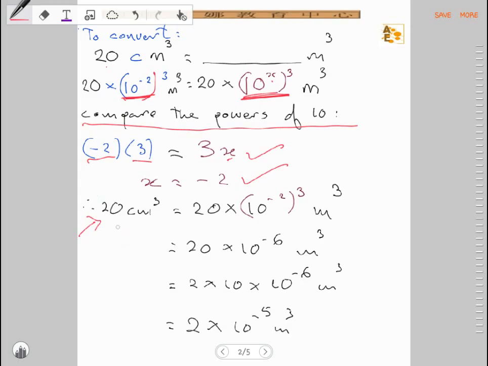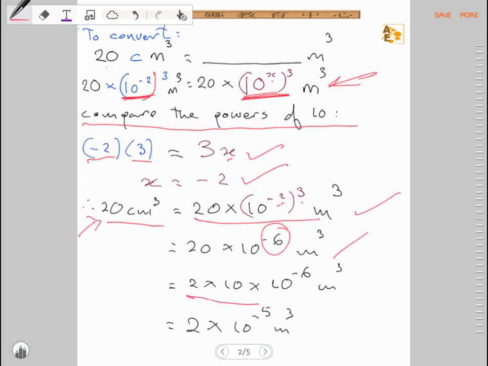And we're going to get 20 cubic cm is equal to, write back the same thing as we have written here, with the value of x put there. 20 times 10 to the power of negative 2, cubed, of a cubic meter. So negative 2 and 3 give you negative 6 of a cubic meter.